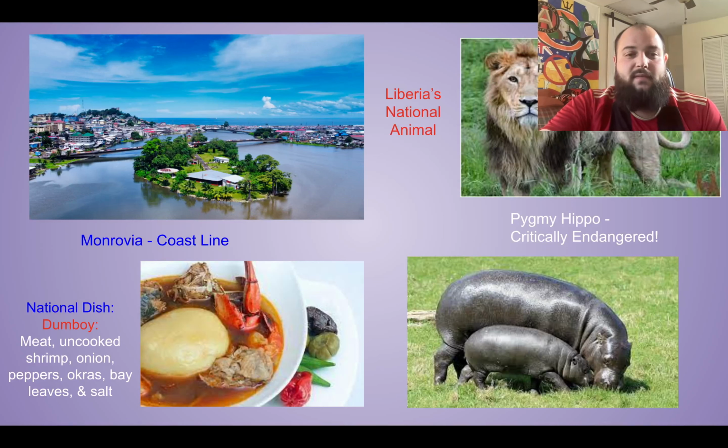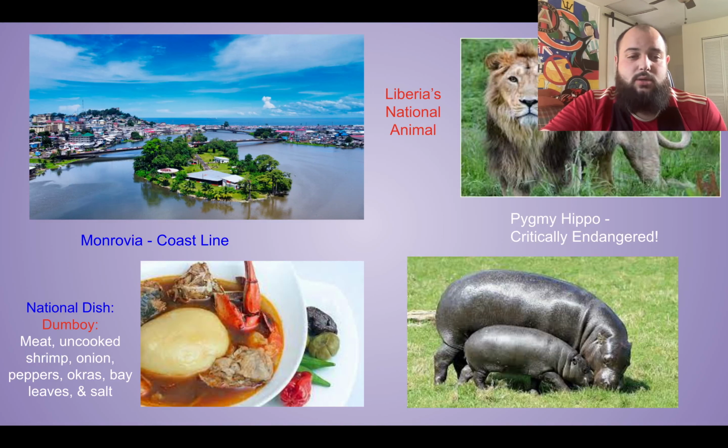Here's some pretty photos. The top left there is Monrovia's coastline, which I think is a beautiful place. I like that island with a couple of houses on it. That's pretty cool. Liberia's national animal right there is the lion. And the pygmy hippo is actually critically endangered. There's less than like 3,000 pygmy hippos there. Those guys are going through it right now, and hopefully they can stay alive.